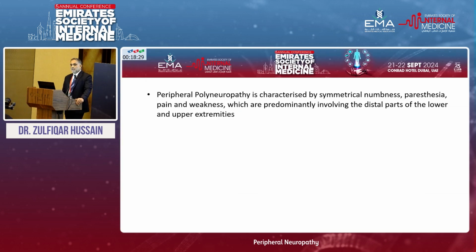What is peripheral neuropathy? Peripheral neuropathy is characterized by symmetric numbness, paresthesias, pain, and weakness, which predominantly involve the distal part of the lower extremities first, followed by the upper extremities. It is a debilitating disease. It has a significant effect on quality of life due to the pain, a significant financial effect on society and even on the patients and patients' families, and significant morbidity and mortality.